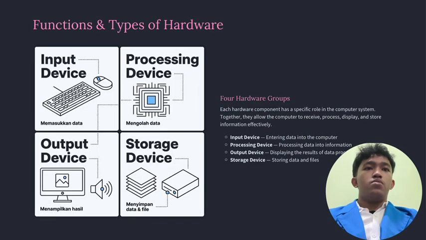Hardware itself can be grouped into four major categories, each with a distinct role. Input device, for entering data into the computer. Processing device, for processing data into information. Output device, for displaying the result of that processing. Storage device, for storing data and files. These four groups work together, allowing the computer to receive, process, display, and store information effectively.